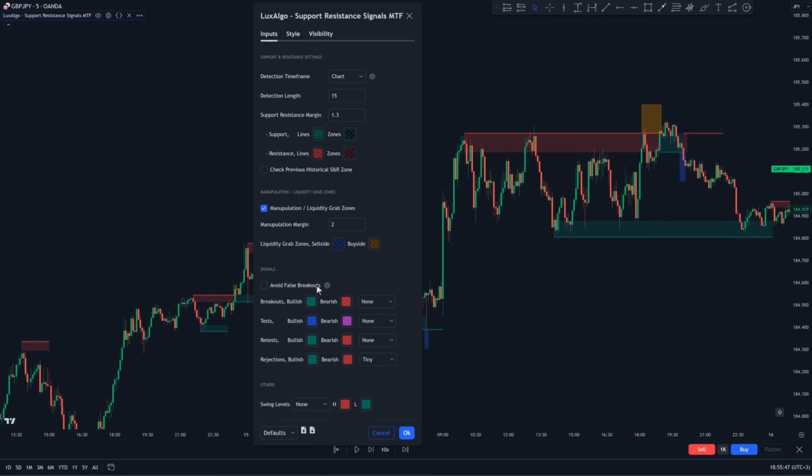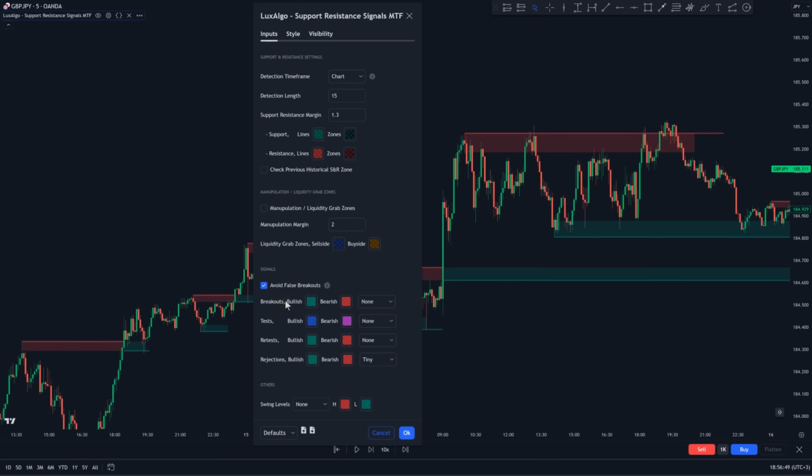Avoid false breakouts. By enabling this checkbox, the indicator will only highlight breakouts that surpass the manipulation zone. Breakouts that don't exceed this zone are omitted. For the strategy we're going to be showcasing, we'll activate this feature. We'll also turn off the visible display of the manipulation zones to maintain a clear chart, but this won't interfere with its functionality. Then here we have a few more display settings.